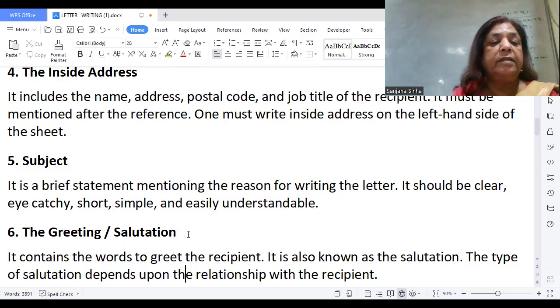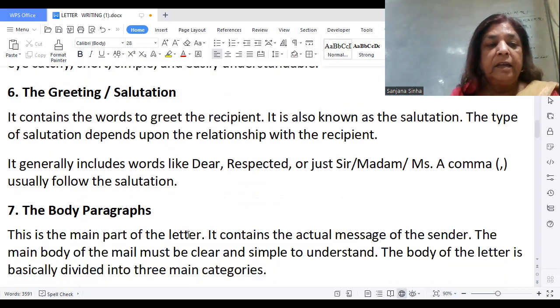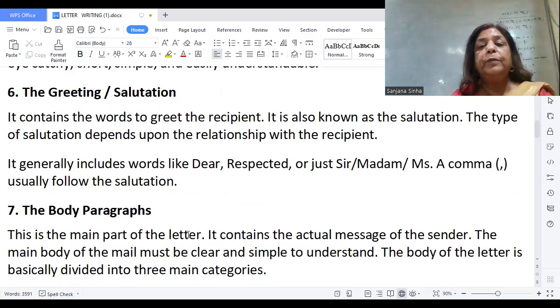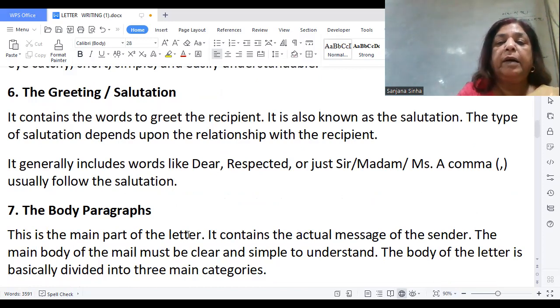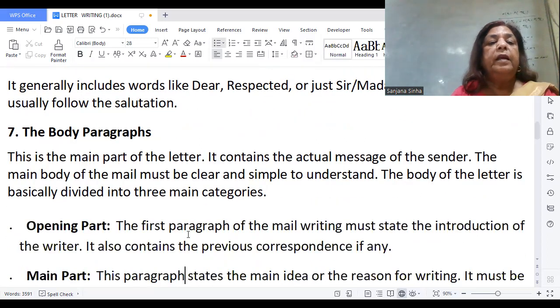And then the sixth is the greetings line, or the salute. We call it in technical terms the salutation, wherein you greet the recipient, like dear sir, dear ma'am. So it contains the words to greet the recipient. It is also known as the salutation. The type of salutation depends upon the relationship with the recipient. If you know the person, you can write Mr. Sharma, Mr. Gupta, or normally in official letters, sir and ma'am is enough, and you do not need anything else. It generally includes words like dear, respected, or just sir or madam, or Ms. Ms, let me remind you, does not show whether the person is married or unmarried. You write M and a capital and a lowercase s and a comma. A comma usually follows the salutation.